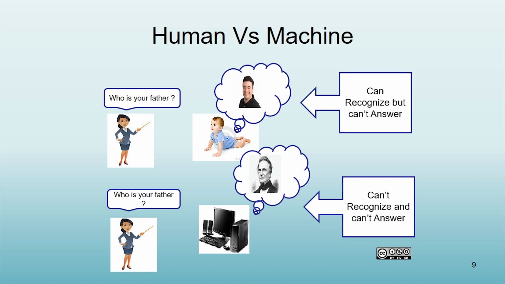So this is the scenario. If you deeply analyze this scenario, you may come to a point that when a question, who is your father, is asked to a human, here I have taken the example of a baby form. So the thing is, the baby can recognize but can't answer.